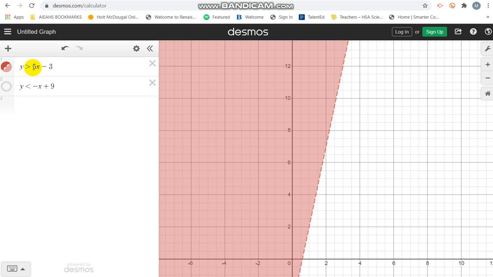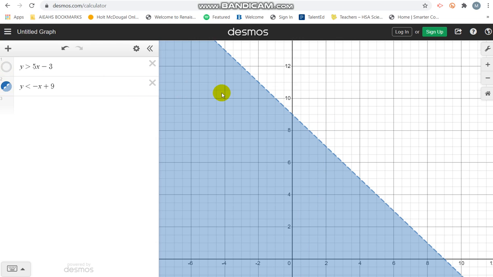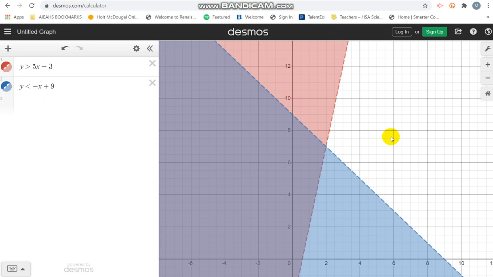Again, if I get rid of this one here, greater than means that you're shading above the line, so that's why it's shaded that way. Now if I toggle this one, you can see it's shading below the line because we have a less than symbol. Put them together and you can see that this region here represents the solution set.